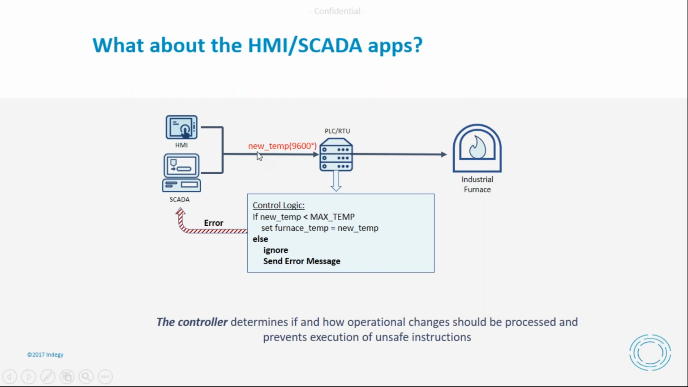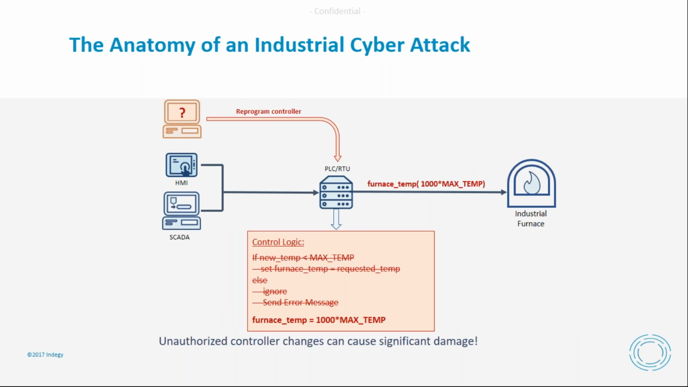So here in this case, we've got an HMI saying, okay, Mr. Furnace, I want you to run now at 9,600 degrees. And of course, your code in there says, okay, that's outside the acceptable range, and gives feedback to the HMI saying that can't happen. So if you wanted to make that furnace run at a higher temperature, you'd actually have to go in and attack the code and delete those limits so that you could push values into that furnace and make it destroy itself.